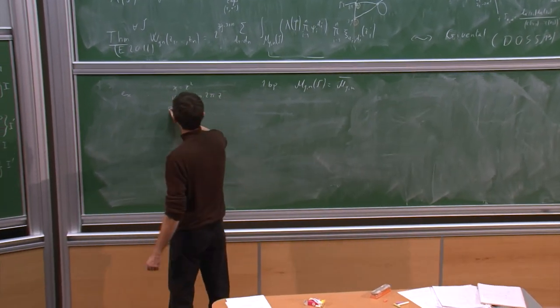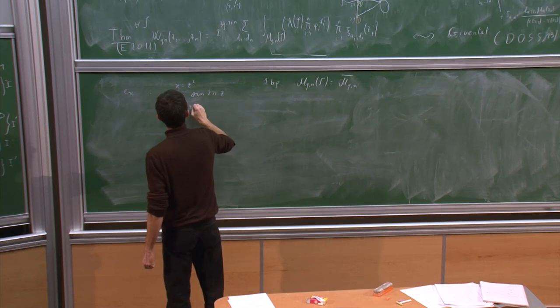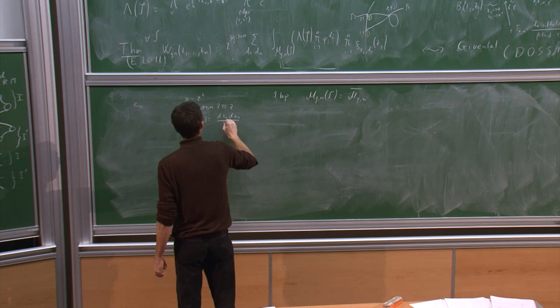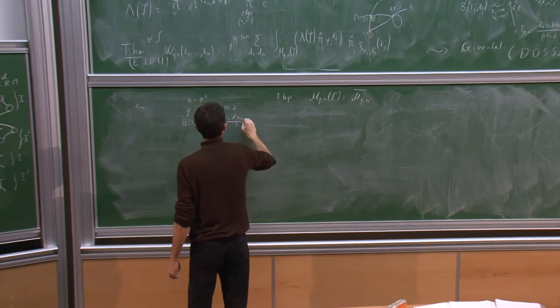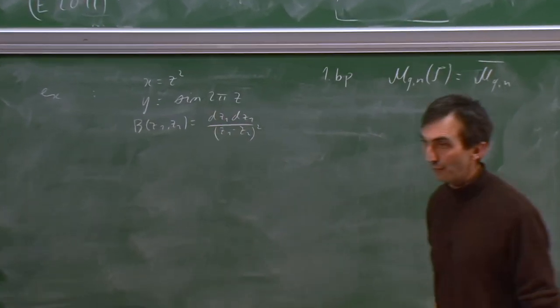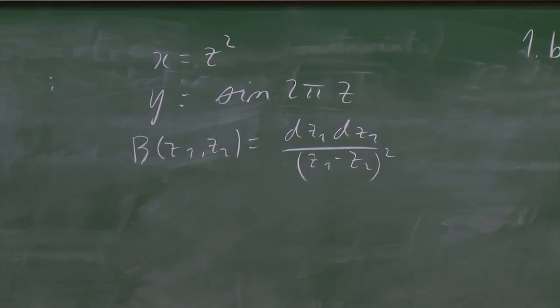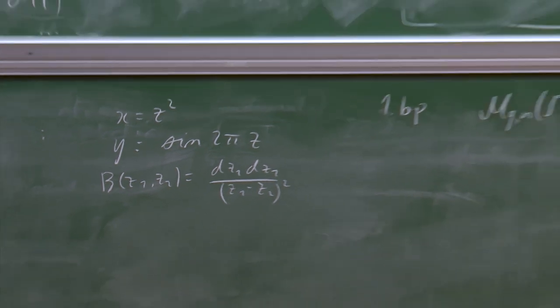Well, b of z1, z2 is z1, z2 over z1 minus z2 to the square. There is no Taylor expansion, so there is no such term. And here, when you compute this, the only thing you have to compute is the Laplace transform.